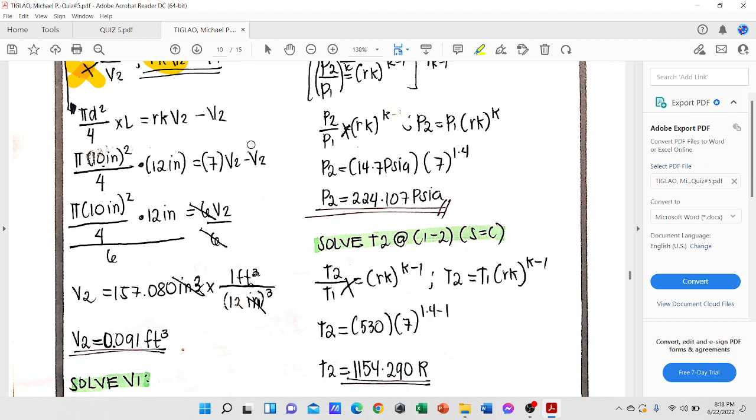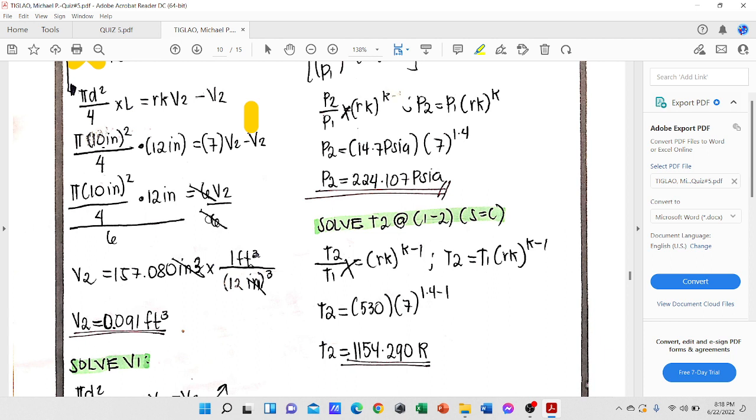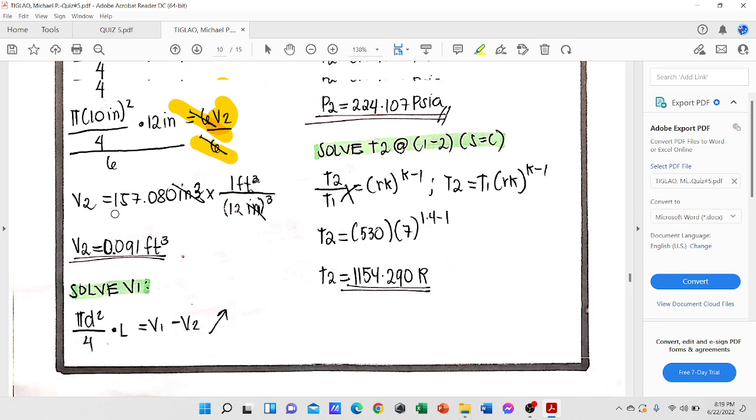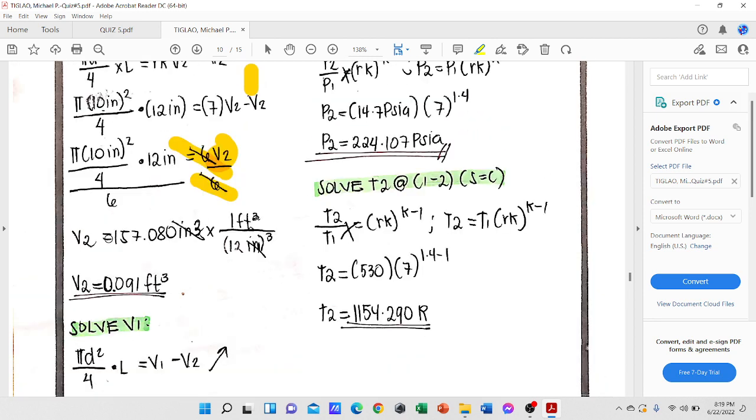Here, this is 1 V2, right? So if we subtract, 7 minus 1 becomes 6 V2. So pi times quantity 10 inches squared all over 4 multiplied by 12 inches equals 6 V2. To get the final answer for volume 2, I divided both sides by 6 so that only the volume 2 we are looking for remains. The 6 cancels. Therefore, the value of volume 2 is equal to 157.080 cubic inches.